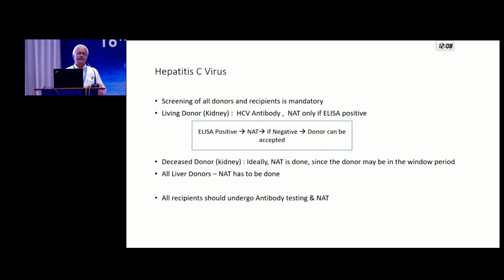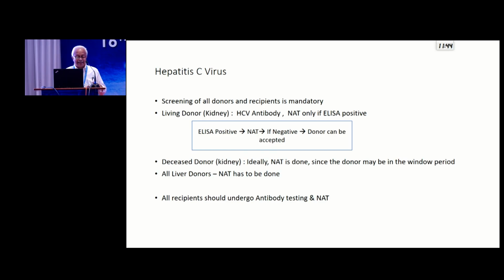Again, I will touch upon a controversial area. If ELISA is positive, you are doing a nucleic acid test. If the nucleic acid test is negative, what do you do? Will you discard the donor? Will you defer that donor? That's a big question. But the suggestion is that this ELISA positivity may just imply a past infection.